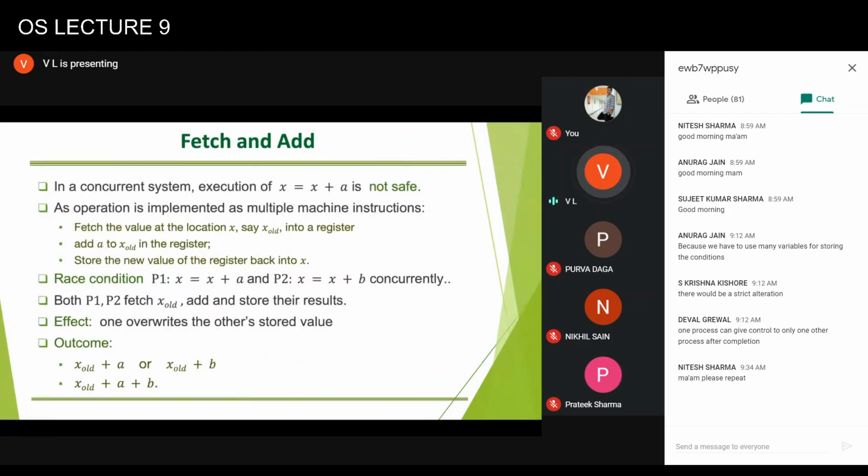Now fetch and add. We know that in concurrent execution, incrementing a variable is not safe, because multiple processes might be trying to increment, and ultimately what is written to the memory is the last update. So the processes might be overwriting the results of other processes.